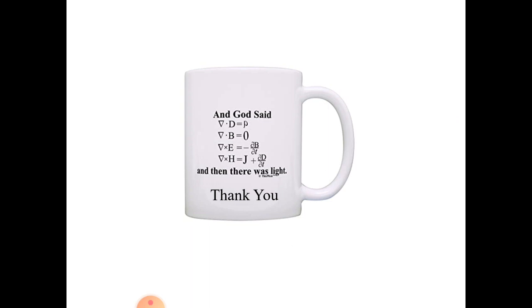Next we can see the general form: del dot D is equal to rho, del dot B is equal to 0, del cross E is equal to minus dou B by dou T, and del cross H is equal to J plus dou D by dou T. That is the displacement current density, etc. That is where we can see there is light. So whenever you see Maxwell's equations, they tell you that there is light.